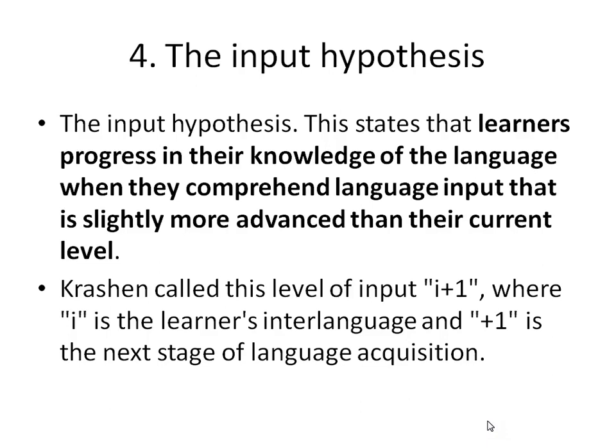Out of the 4 skills, Stephen D. Krashen gave emphasis on reading. And what type of reading will we do? That is comprehensible input, not academic writing.